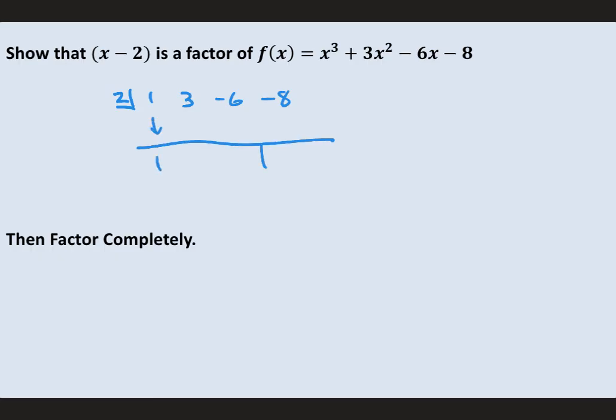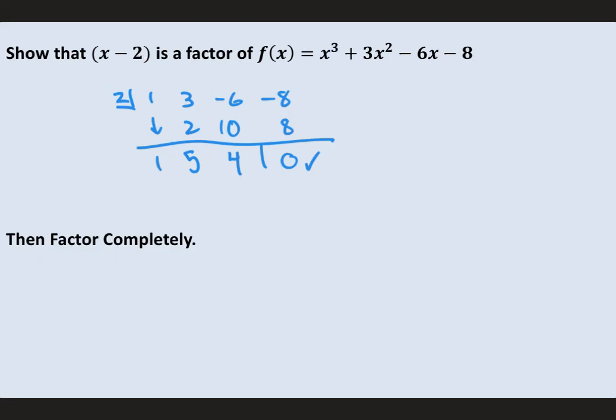We'll drop down the 1. 1 times 2 is 2. 3 plus 2 is 5. 2 times 5 is 10. 4. 2 times 4 is 8. 8 minus 8 is 0. We have a remainder of 0. Because we have that remainder of 0, it means that not 2, but x minus 2 is a factor.